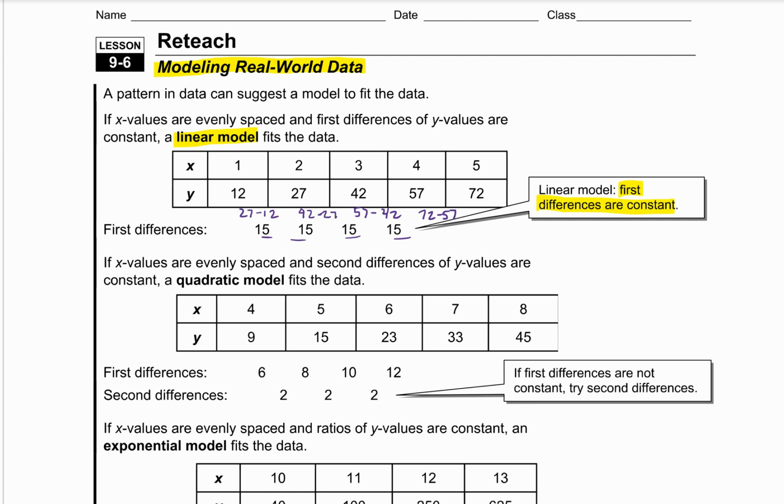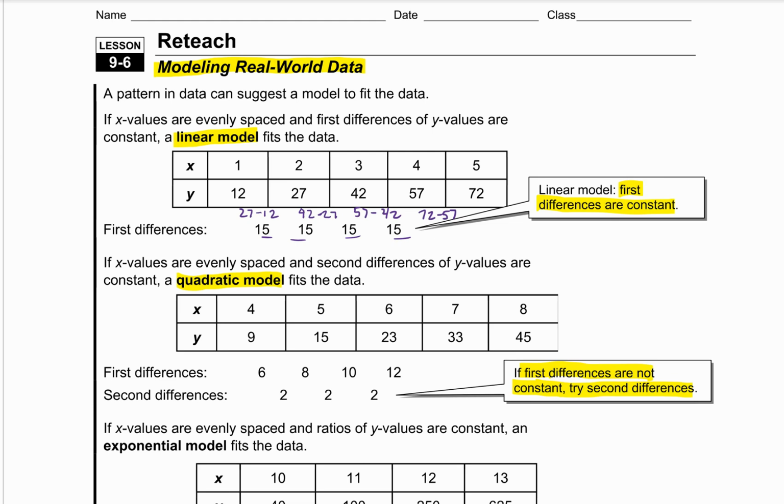If the second differences are a constant, then if you think back again to Algebra 2A, we have a quadratic model. That means if the first differences are not a constant, they say try the second differences.